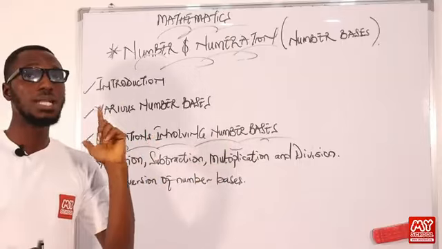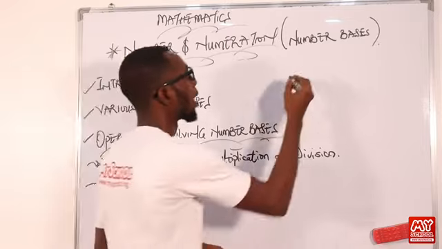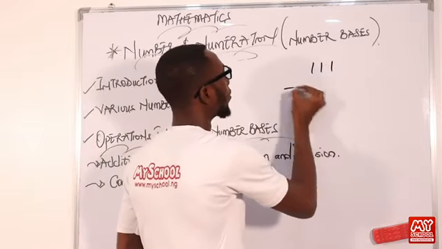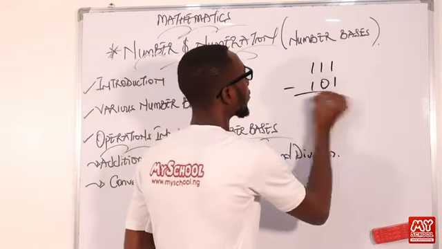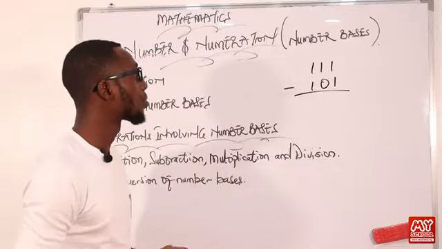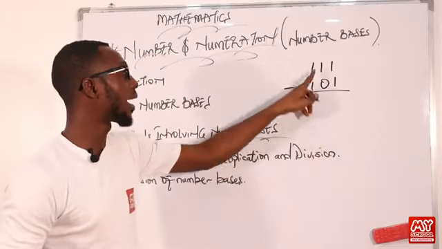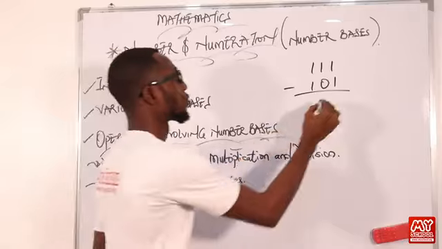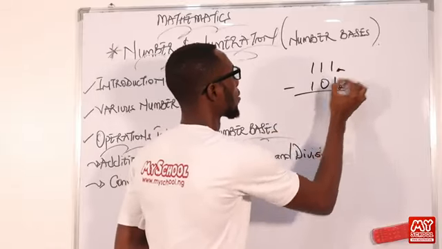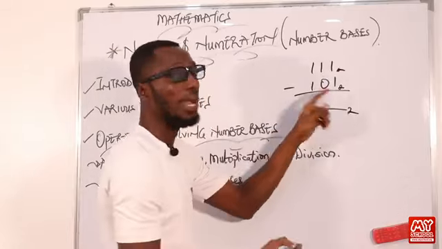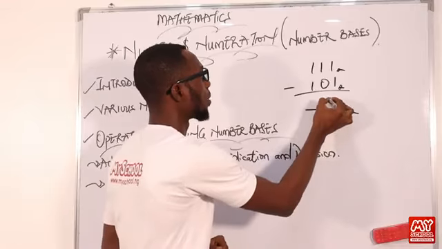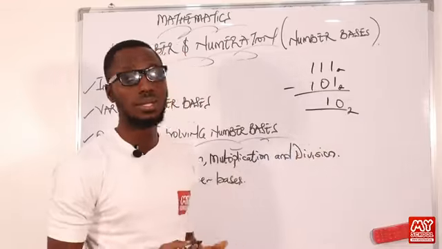If I'm asked to subtract in base 2, for instance, I have something like this. In this case, I can decide to use the regular way to work around this, right? 1 minus 1, that is 0. 1 minus 0, that is 1. 1 minus 1, that is 0.